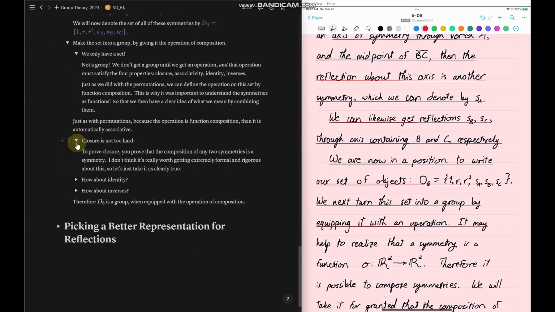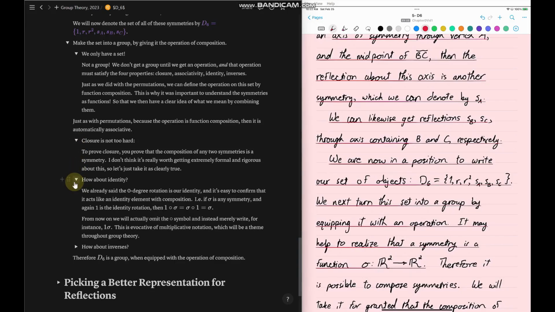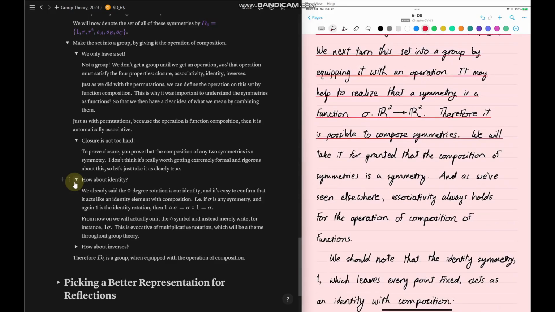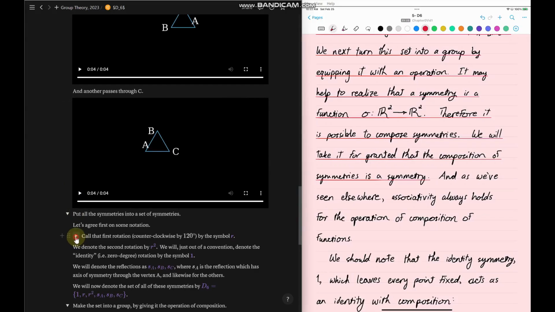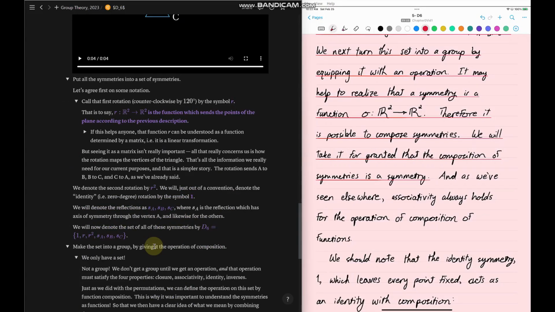It may help to realize that a symmetry is a function, sigma, from R squared to R squared. Therefore, it is possible to compose symmetries. We will take it for granted that the composition of symmetries is a symmetry. And as we've seen elsewhere, associativity always holds for the operation of composition of functions.